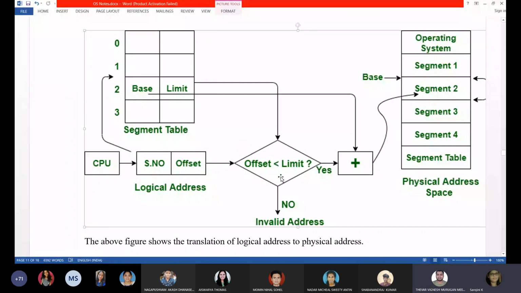Suppose this is not satisfied. This comparison gives the outcome no, then that address will be just ignored. That means by taking that address, the MMU will not look into the main memory. That means there is some error in the address. So if it is no, then it is an invalid address and will come out of the execution. So this is called segmentation.